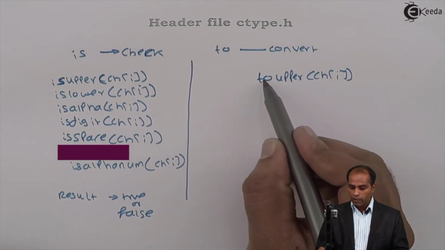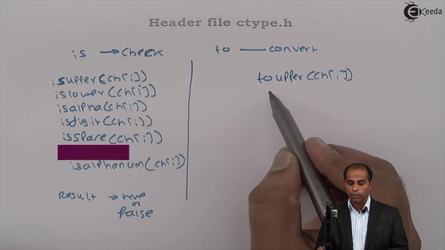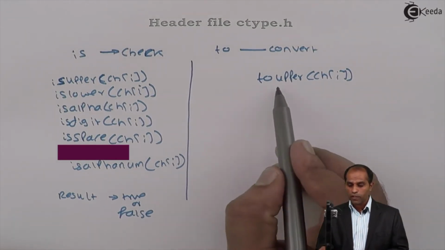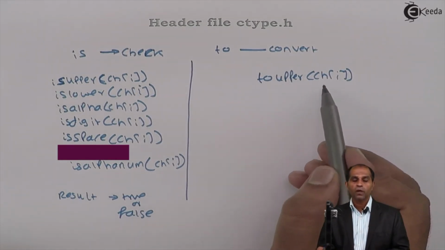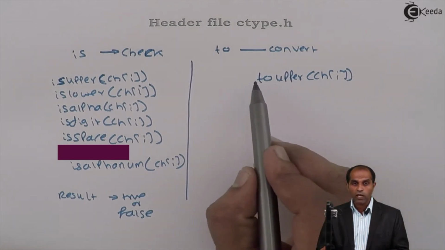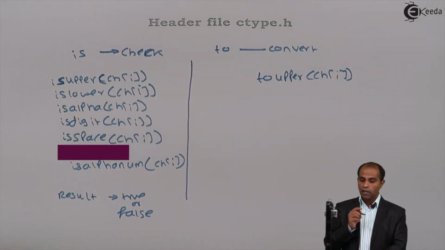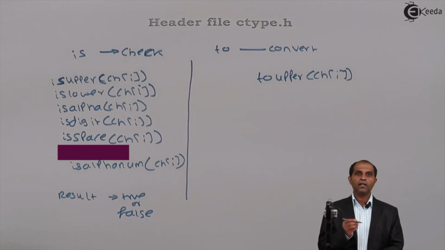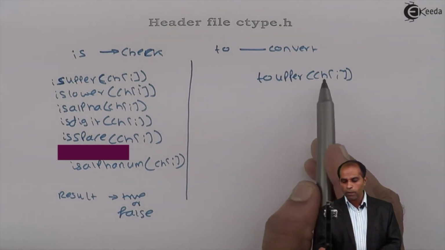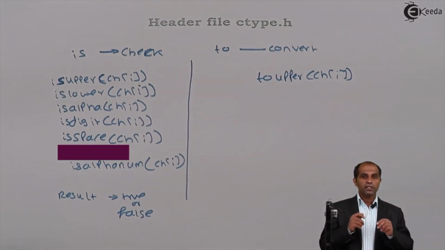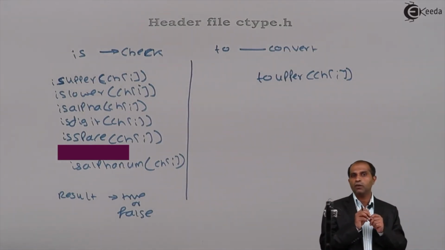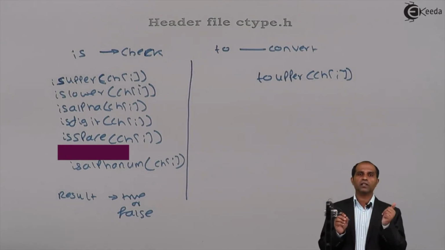So basically, let's say this toupper function one more time. toupper ch of i. This function will convert ch of i to its equivalent uppercase character, provided that ch of i is an alphabet and a lowercase character. If ch of i is already an uppercase character, then it will not do any operation. And if ch of i is a special character, it will not do any operation. So toupper is basically going to convert the character from one case to another case.